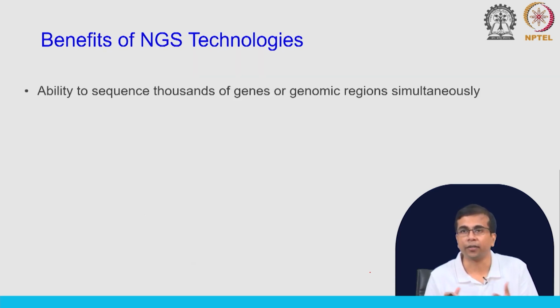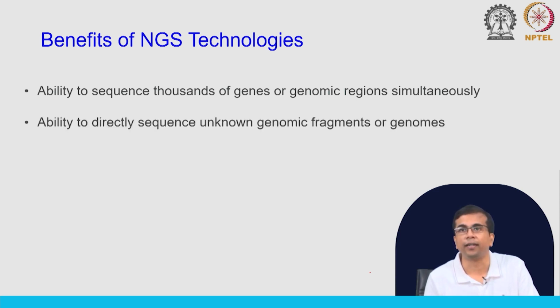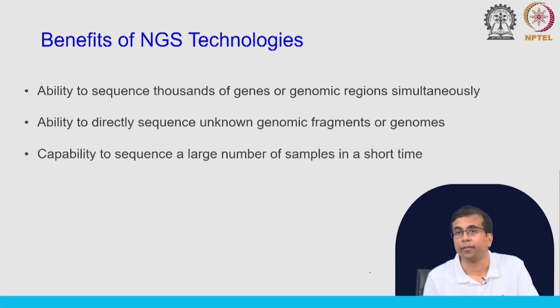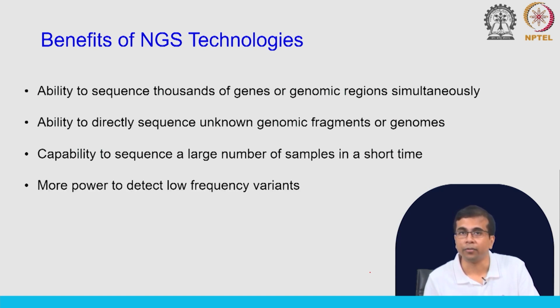So, NGS technology is simply scaling up the whole process of sequencing, right, and making it high throughput. What it does is, it can sequence thousands of genes or genomic regions simultaneously instead of just one gene fragment that we have seen in Sanger sequencing. It can sequence unknown genomic fragments, because this is a direct sequencing method, it does not rely on hybridization. It can process a large number of samples in a very short period of time. So, you do not have to wait for 10-13 years to get one human genome, you can do this now in 7-10 days. You have more power to detect low frequency variants.